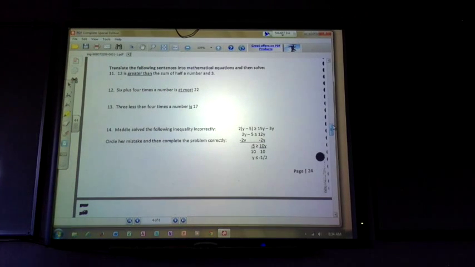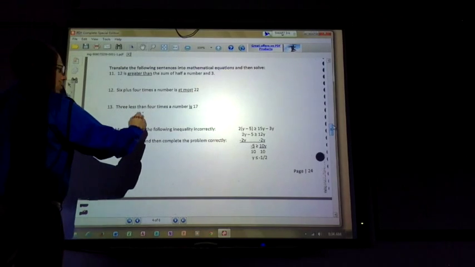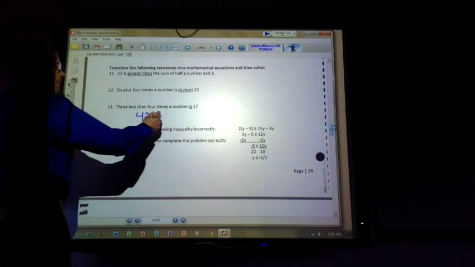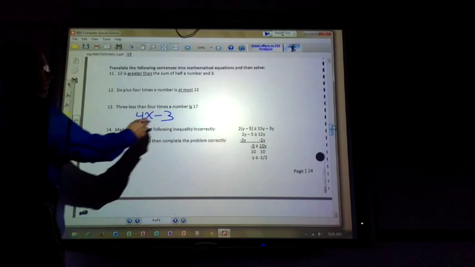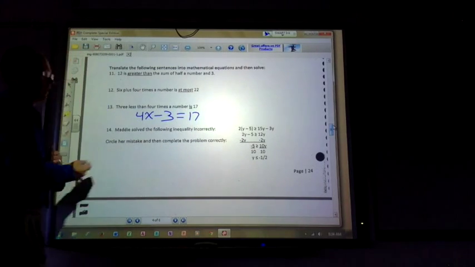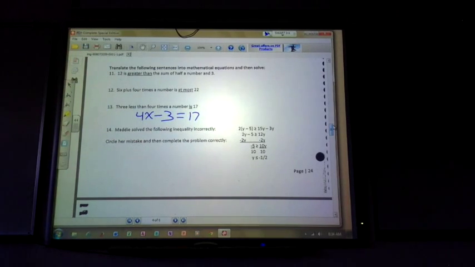3 less than 4 times a number. 3 less than 4 times the number. 4 times the number is 4x. 3 less than that's going to be minus 3 is 17. So that's just that. Pretty sure we can solve it. Add 3. Divide by 4. X equals 5. Okay.